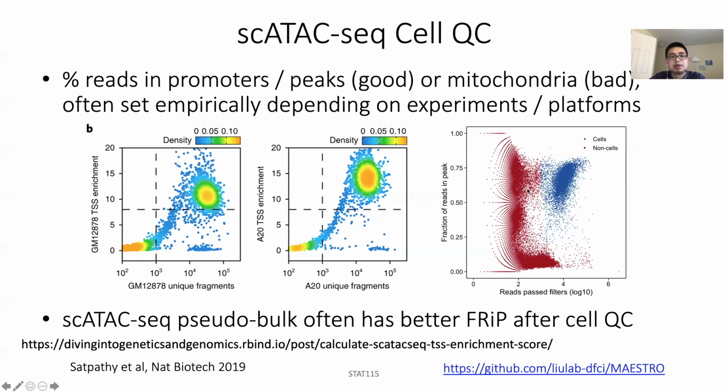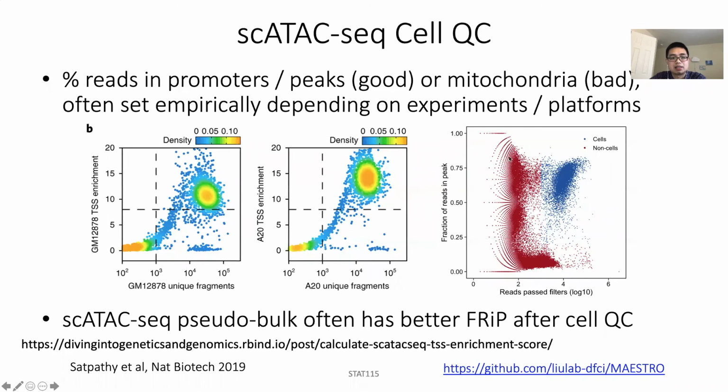And in Maestro, we actually use a simpler metric. It's called fraction of reads in peaks. Essentially we get a similar pattern. Those blue cells are high quality cells with a high number of unique fragments in each cell, and also a high fraction of reads in the peaks.